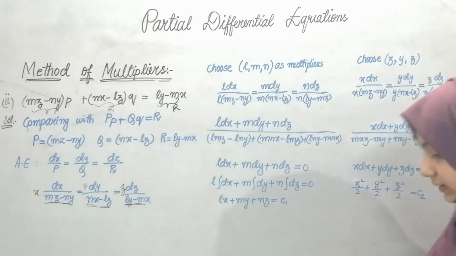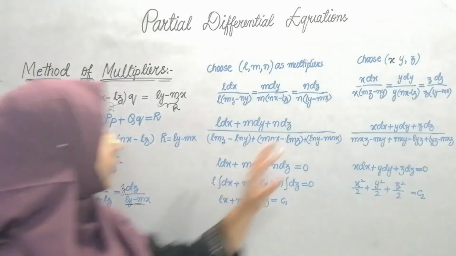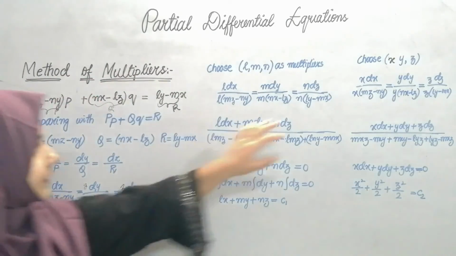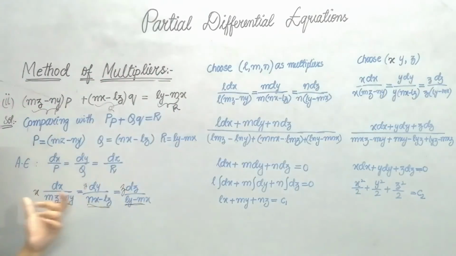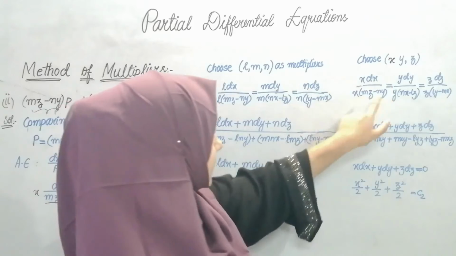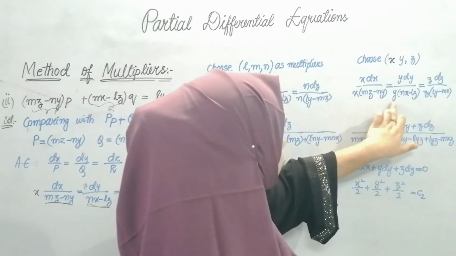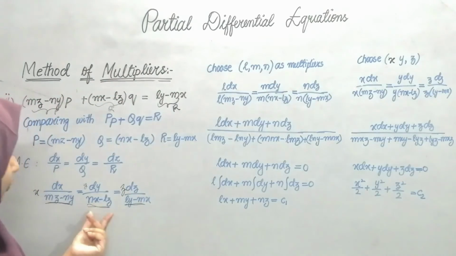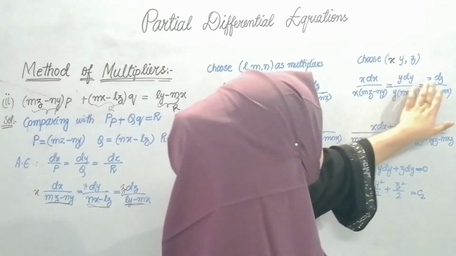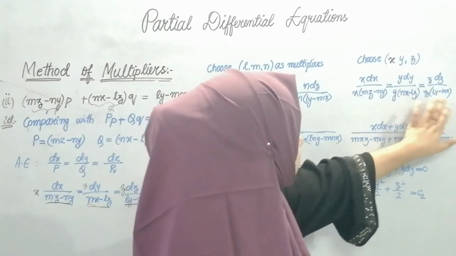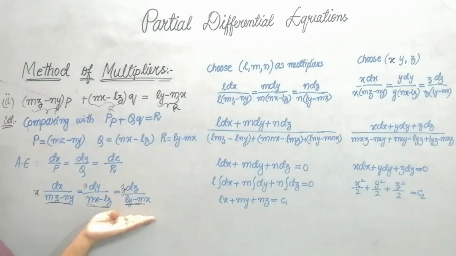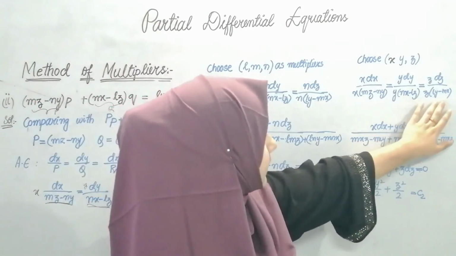Okay, this is the case. Choosing what? Okay, so this is the second case. So multiplying with respect to x: x dx by x into mz minus ny. Same thing: x dx by x into mz minus ny is equal to y into dy by y into this entire q as it is, equal to z into dz by z into what is r? Ly minus mx.